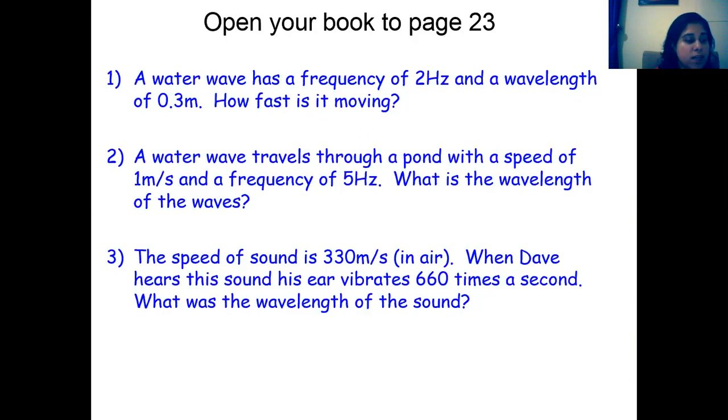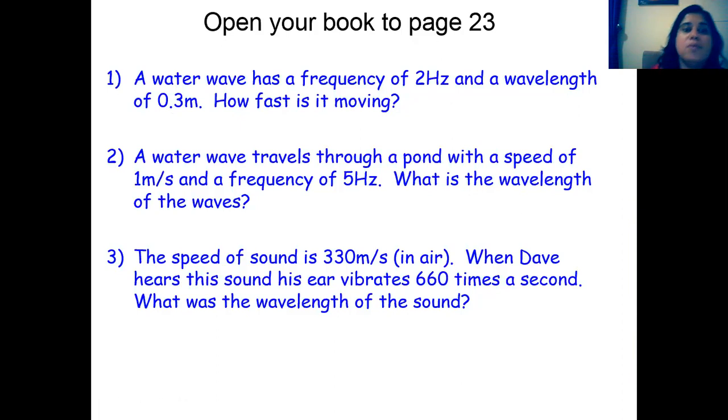So to calculate the wave speed, you have the formula in the book. You multiply frequency and wavelength. So you have the wavelength 0.3 meter. You have the frequency 2 Hertz. You can use your calculator and do it.